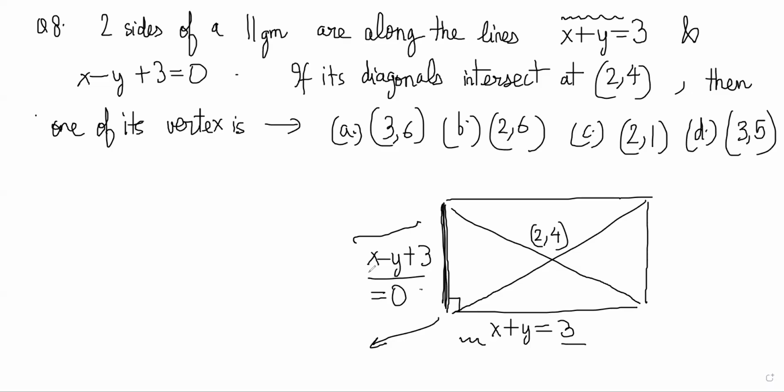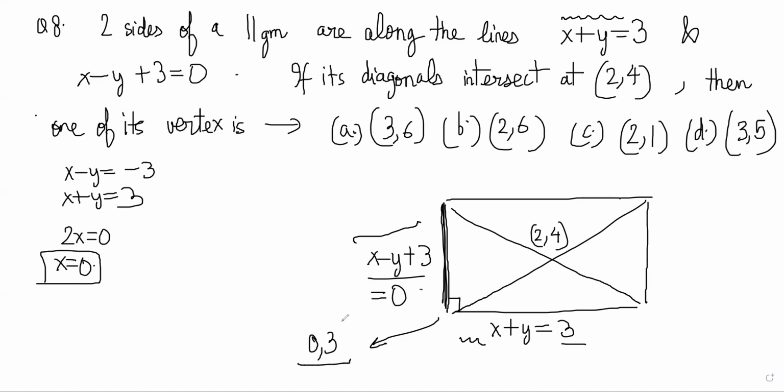x minus y is equal to -3 and x plus y is equal to 3. If you add the two equations, 2x is 0, so x is 0. If x is 0, y is 3. So this is 0, 3, right? 0, 3 is this point. And now I know the slope of the diagonal basically, right?